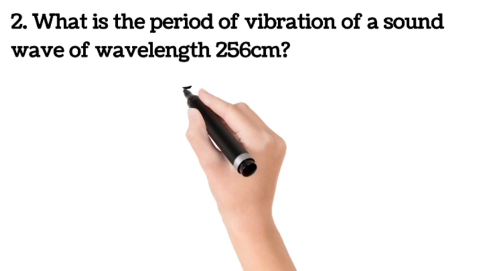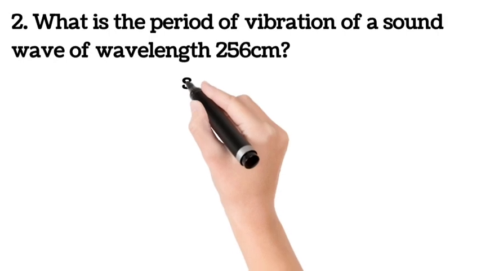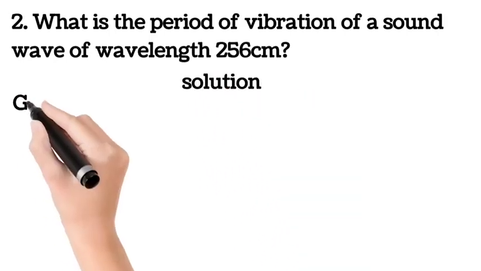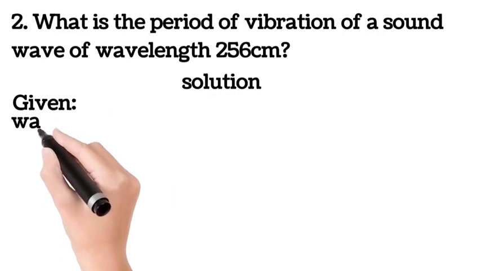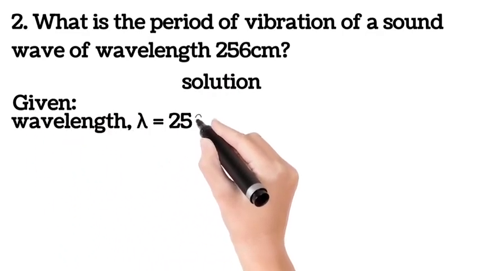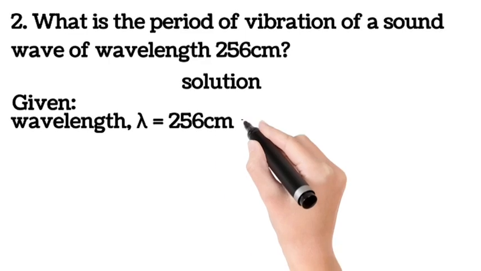What is the period of vibration of a sound wave of wavelength 256 cm? So first of all, we write out our parameters. Given wavelength, which is lambda, as 256 cm. Now it is given in cm. Recall we said the unit is meters, so it was given in centimeters. What do we do? We convert to meters.